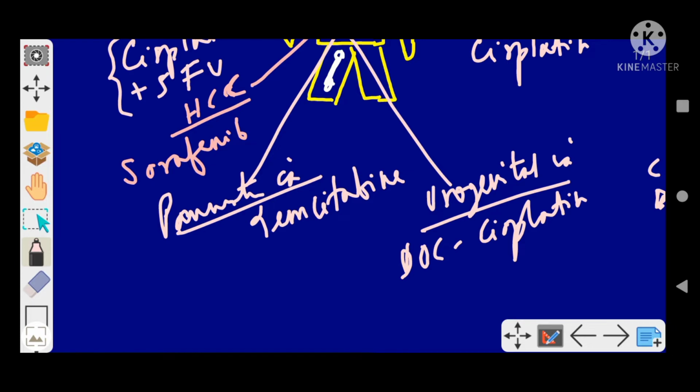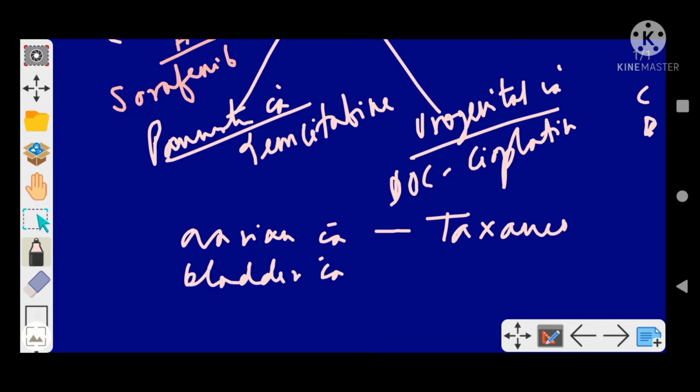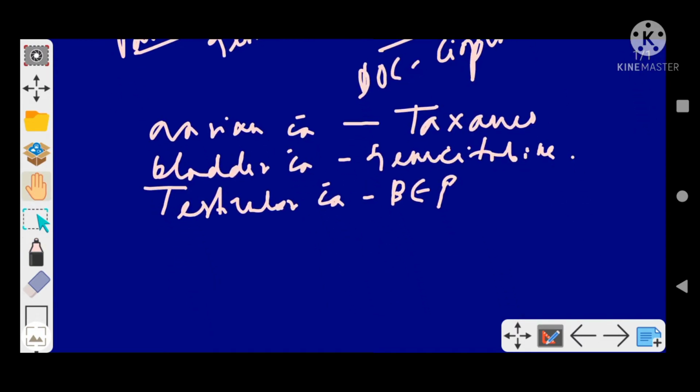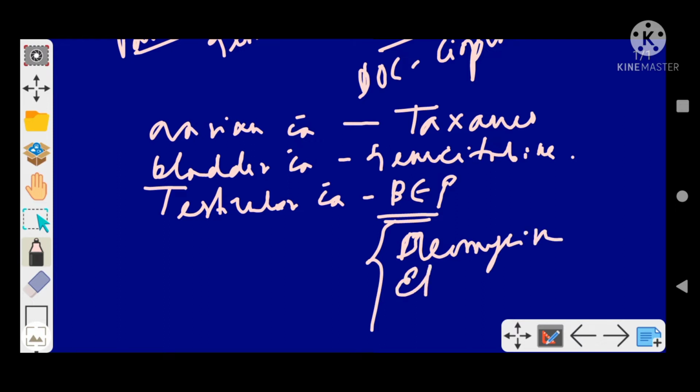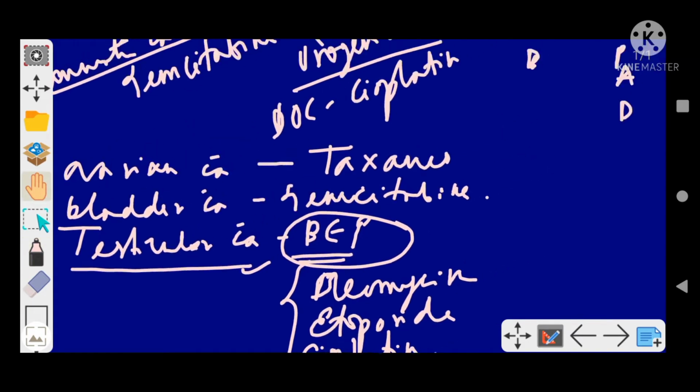I will discuss other tumors in a while, in a separate section. Try to follow, like ovarian carcinoma. In ovarian carcinoma you usually give taxanes, correct? Taxanes. For bladder carcinoma, gemcitabine, right? For testicular carcinoma we have the famous BEP regimen. What is this BEP regimen? It is bleomycin plus etoposide plus cisplatin. This is the BEP regimen for testicular carcinoma, right?